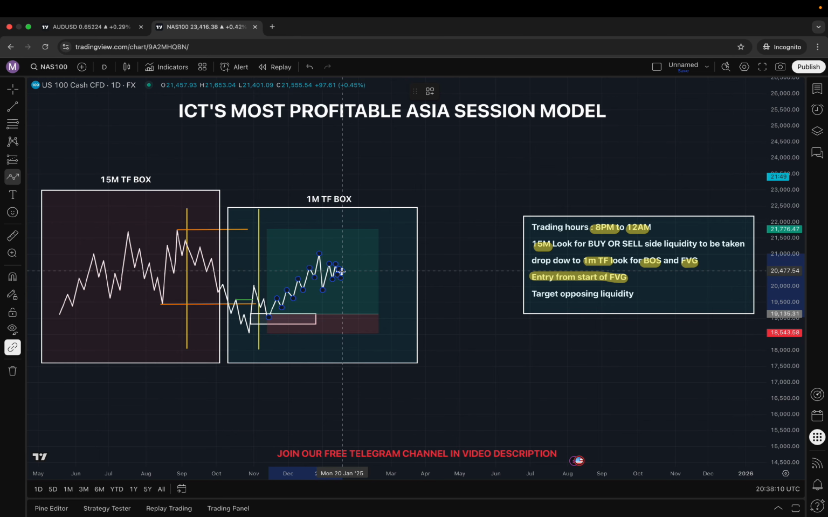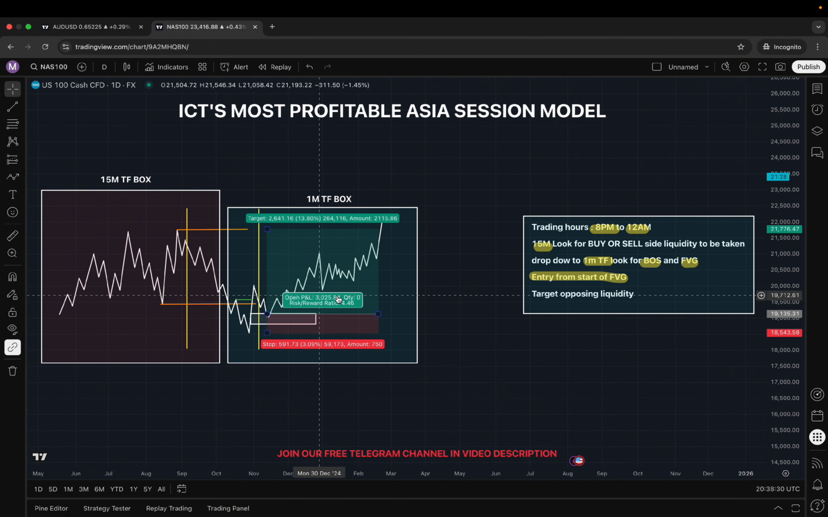We may have some consolidation, reason being we are trading Asia session, so do expect to hold trades slightly longer than usual. But like I said, guys, this is a profitable model. I have back tested this and have found the best trading hours, which is 8 p.m. to 12 a.m. So as you guys can see, this trade did end up hitting take profit. It will be slightly sluggish and consolidating as we are in Asia session, as mentioned previously.